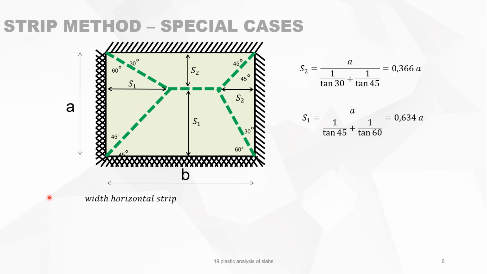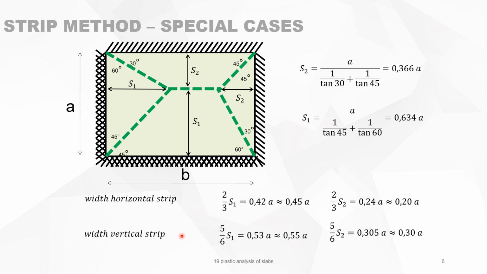Now we will choose the width of the horizontal and vertical strips. We have seen that we should take something like 2/3 of S1, which is 0.42A, so we round it off to 0.45A. And 2/3 of S2 is 0.24A. We round it off to make life easy to 0.20A. For the vertical strips, we do something similar. Instead of 5/6 of S1, we take 0.55A, and instead of 5/6 of S2, we take 0.3A.